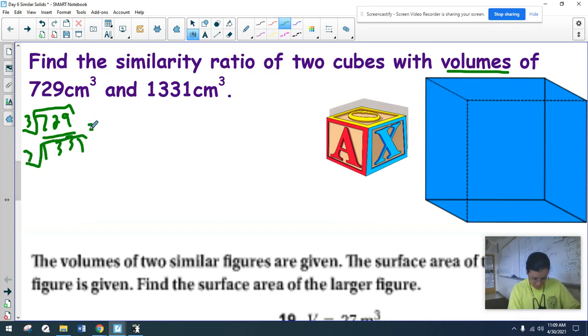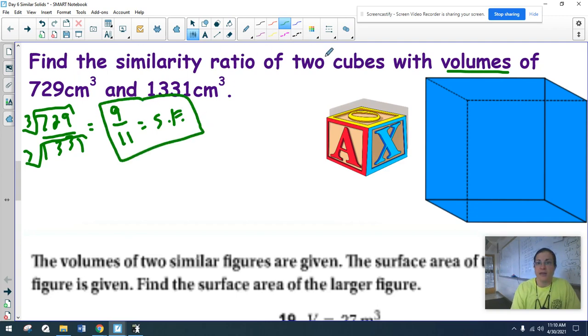So if you plug those in your calculator, and if you don't know where that is, in the calculators, you can go to math and then hit step 4. If you're looking for it on Desmos, you might have to pull up the scientific Desmos. I'm not sure if it's on the regular one. So if you look up scientific Desmos, they'll definitely have the cube root on there. Cube root of 729 is 9, and the cube root of 1331 is 11. So there's my scale factor or my similarity ratio. And that's all they want.